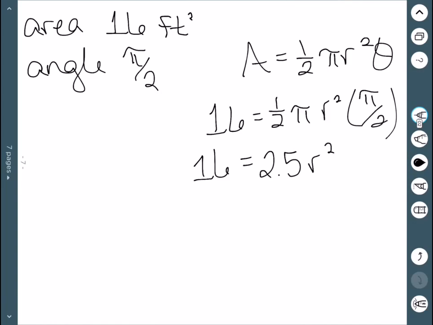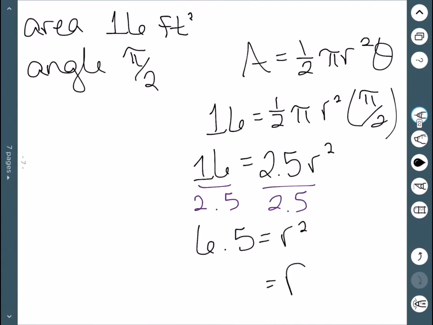We then need to divide 16 by that number. So we'll divide both sides by this 2.5. When we do that, we get approximately 6.5 is r squared. And then taking the square root gives us a radius of approximately 2.5 feet.